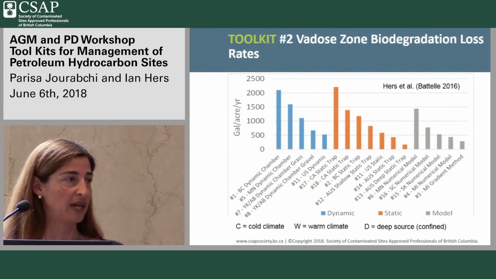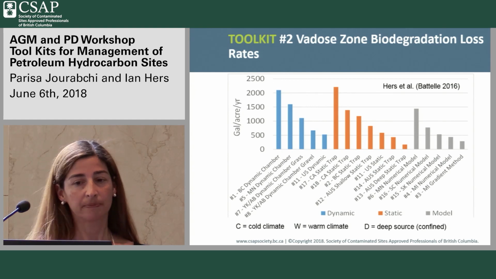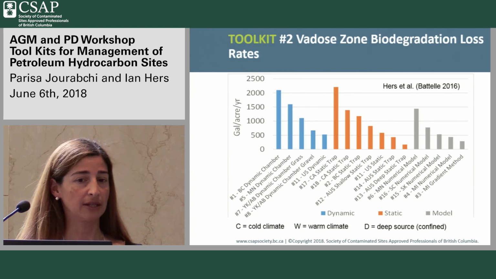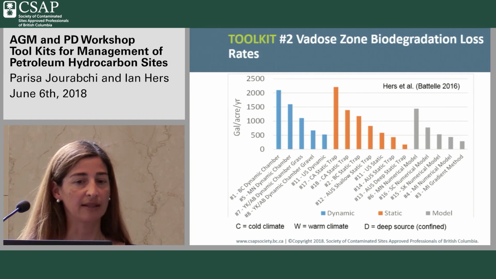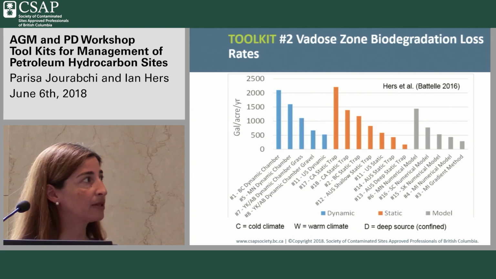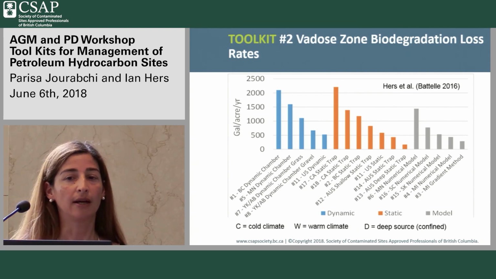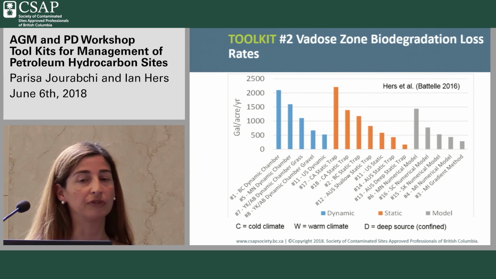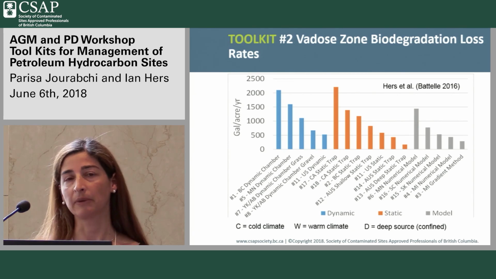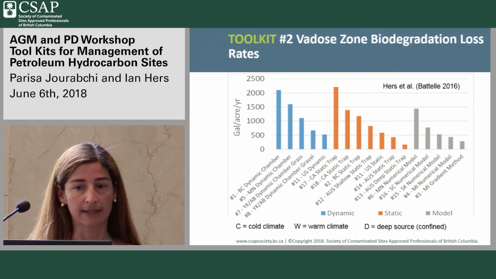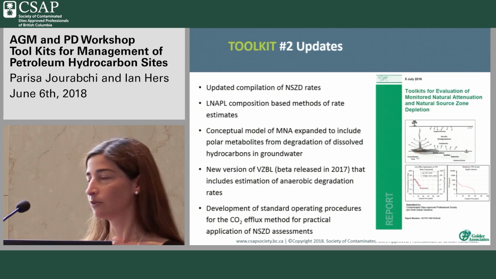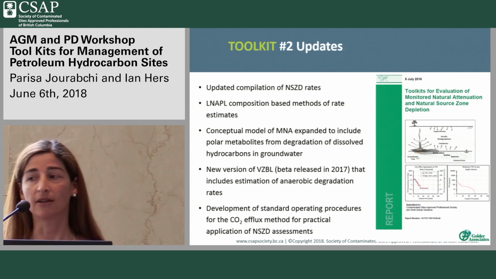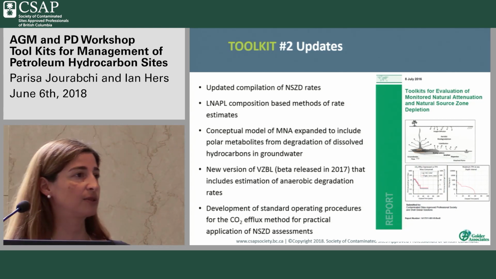So back in 2016, when the toolkits were first put out, we had a compilation of the rates that have been measured through different methods. Some of them have been classified here as rates measured in cold climate or warm climate, and on average, these rates range from 500 to 1,500 gallons per acre per year, and that's with the exception of some extreme cases. And so Toolkit number 1 and 2, I'm not sure if you're familiar with it. It's on the CSAP website, if you've had a chance to look at it.